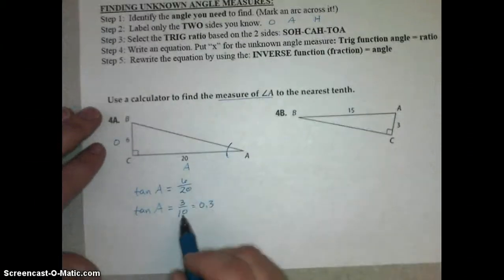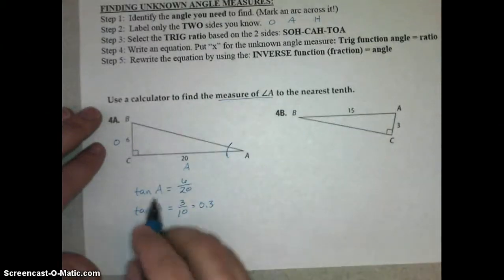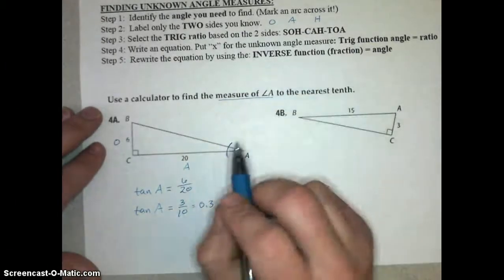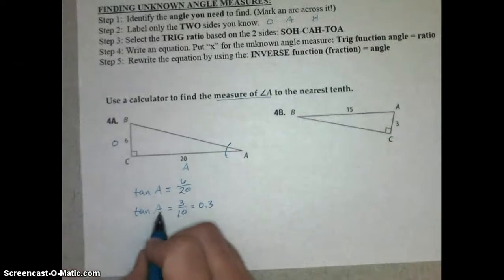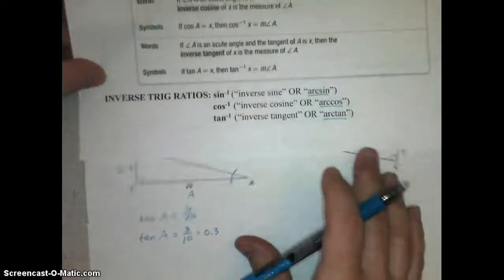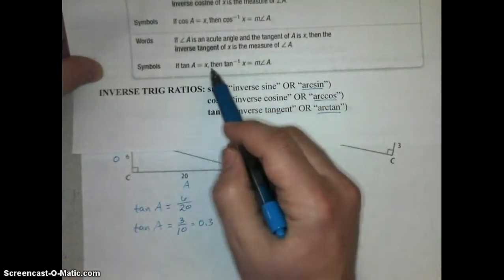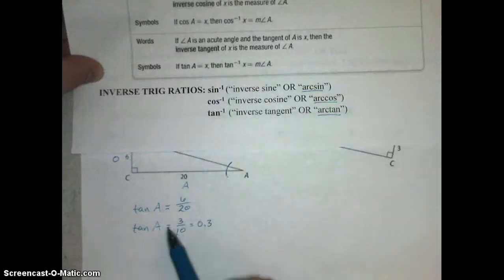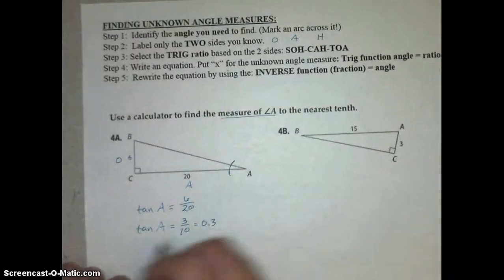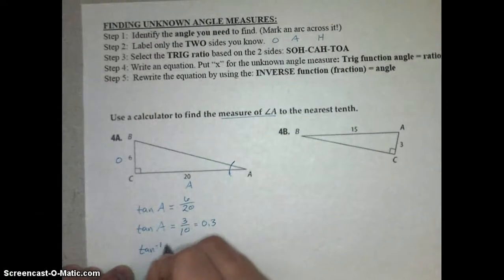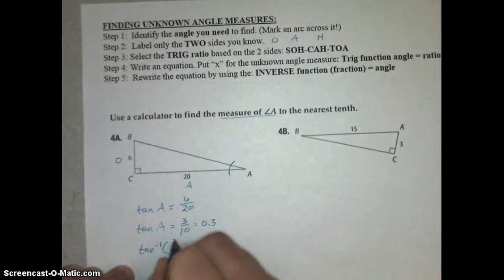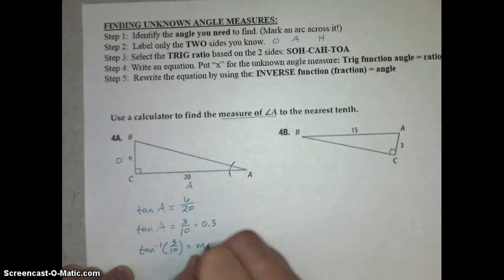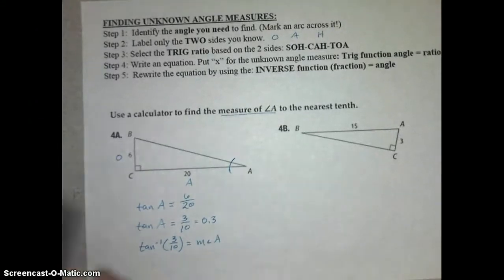Okay, since we want to find the measure of angle A, what we would do then is rewrite the equation using the inverse trig function. If the tangent of A equals that ratio, 3 over 10, then the inverse tangent of that ratio equals the measure of angle A. So we're going to switch this around and say the inverse tangent of 3 over 10, or 0.3 if you want to write it that way, equals the measure of angle A. And then all I have to do is put that in my calculator using the inverse button.